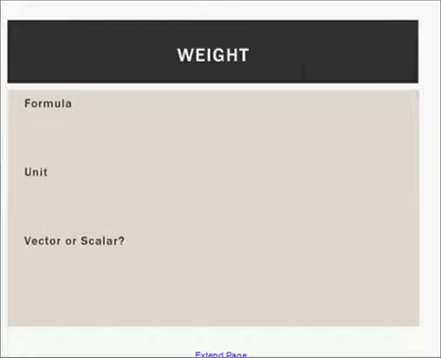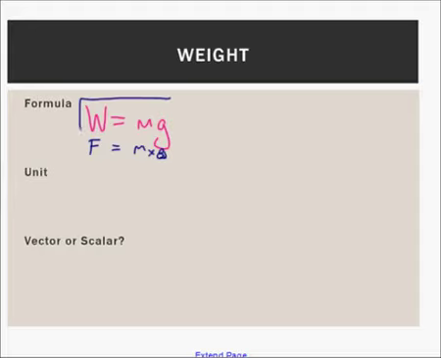What's the formula for weight? We can just say W equals mg. Where does that come from? Well, if we relate weight as a force, that's equal to a mass times some sort of acceleration. So gravity is an acceleration. Sorry, it should be an a. So this is the one you're looking at there.